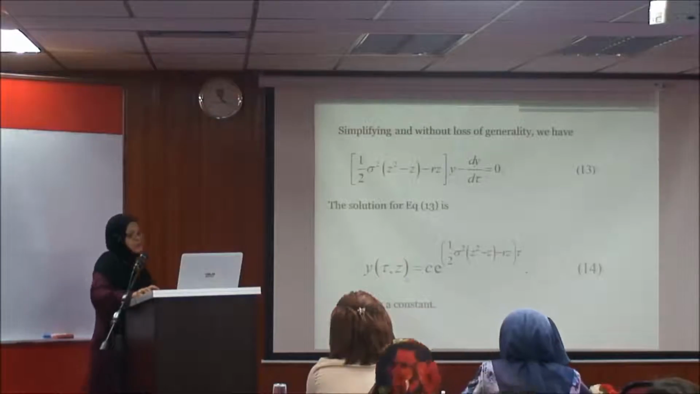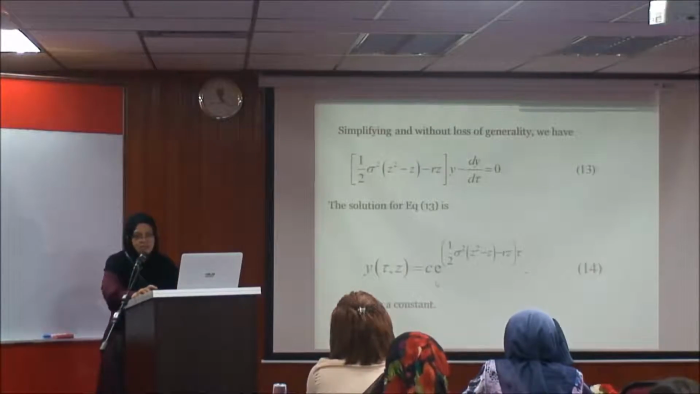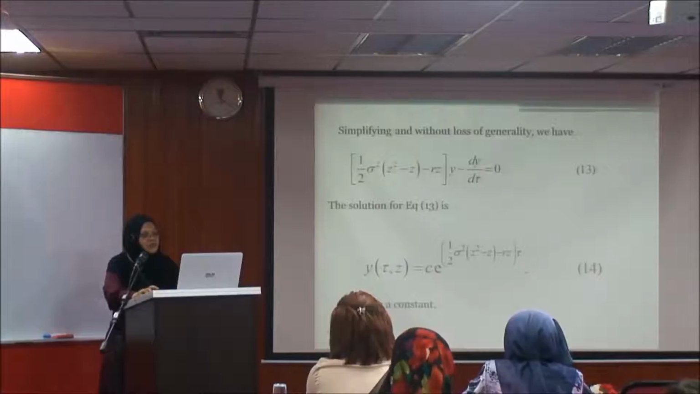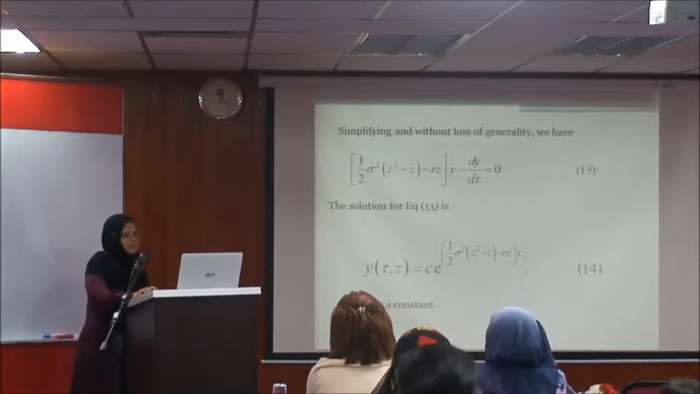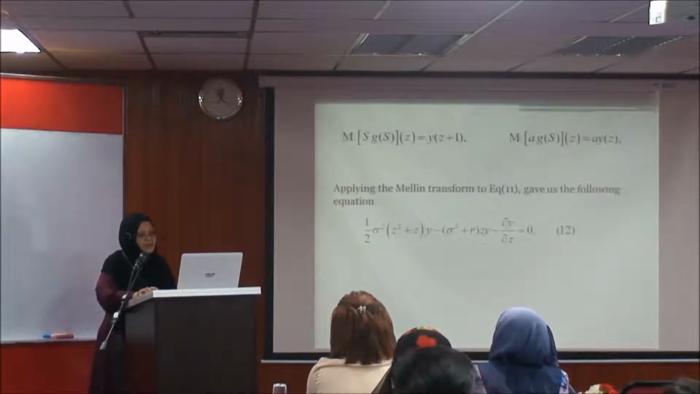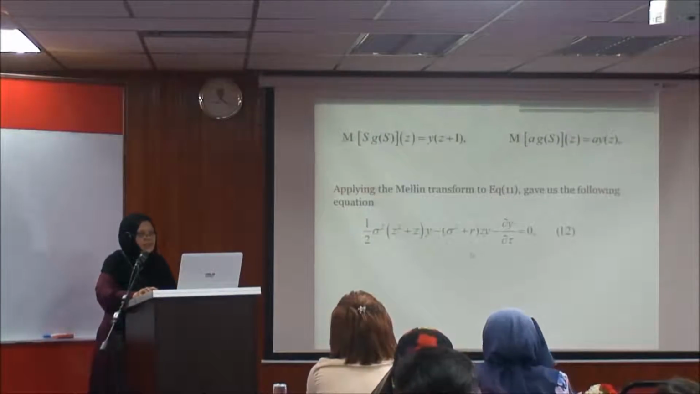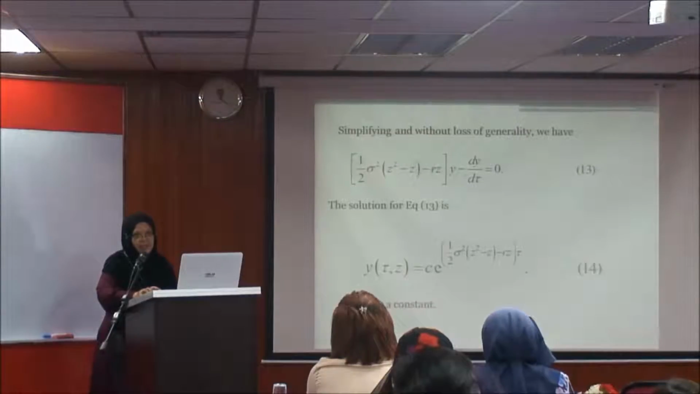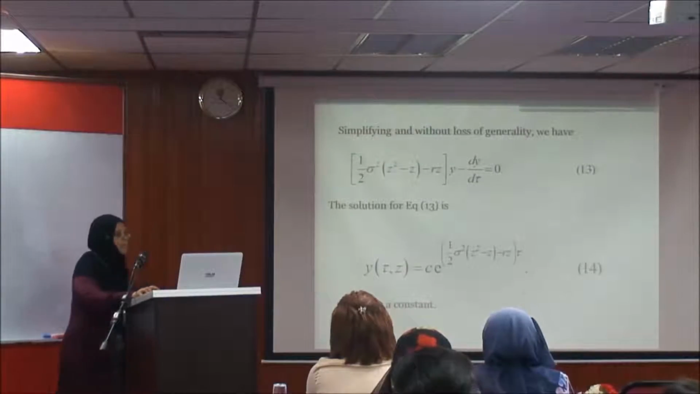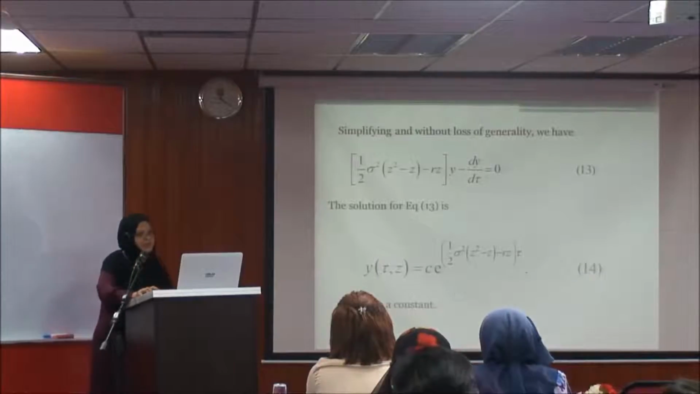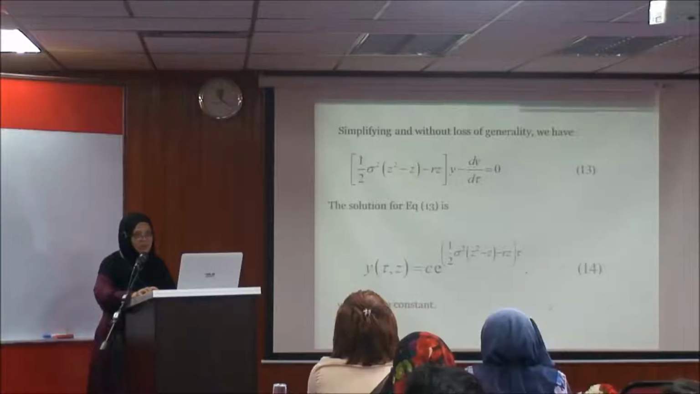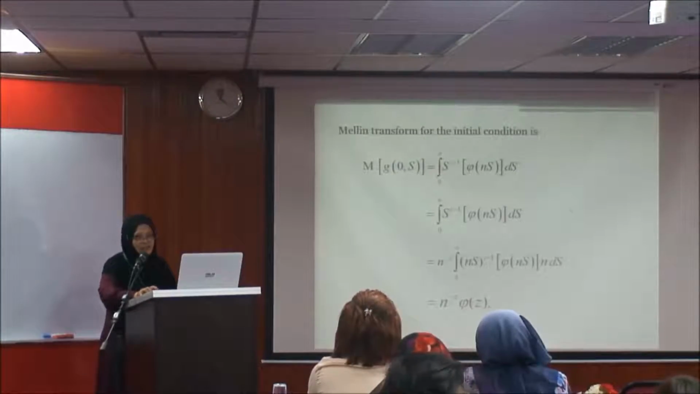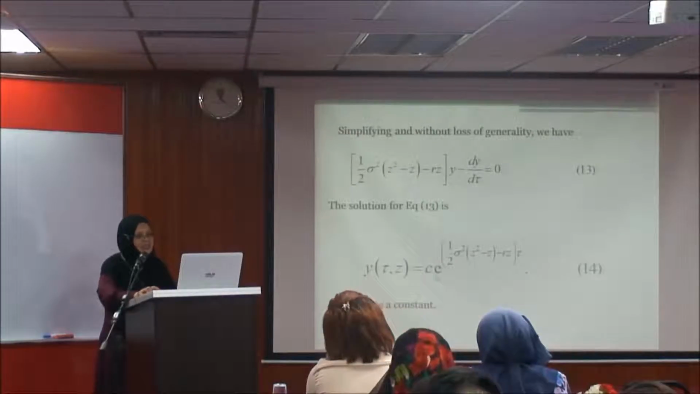Okay, y of tau z equals c. c is a constant. Exponent of this value, half of sigma squared z squared minus z minus rz, times tau. Okay, you have to simplify this value inside here, then only you will get this particular term. Okay, so we have 14 as the solution for equation 13. Do you think that we have reached our analytical solution? Not yet, because c is not yet given. So remember, c is a constant.